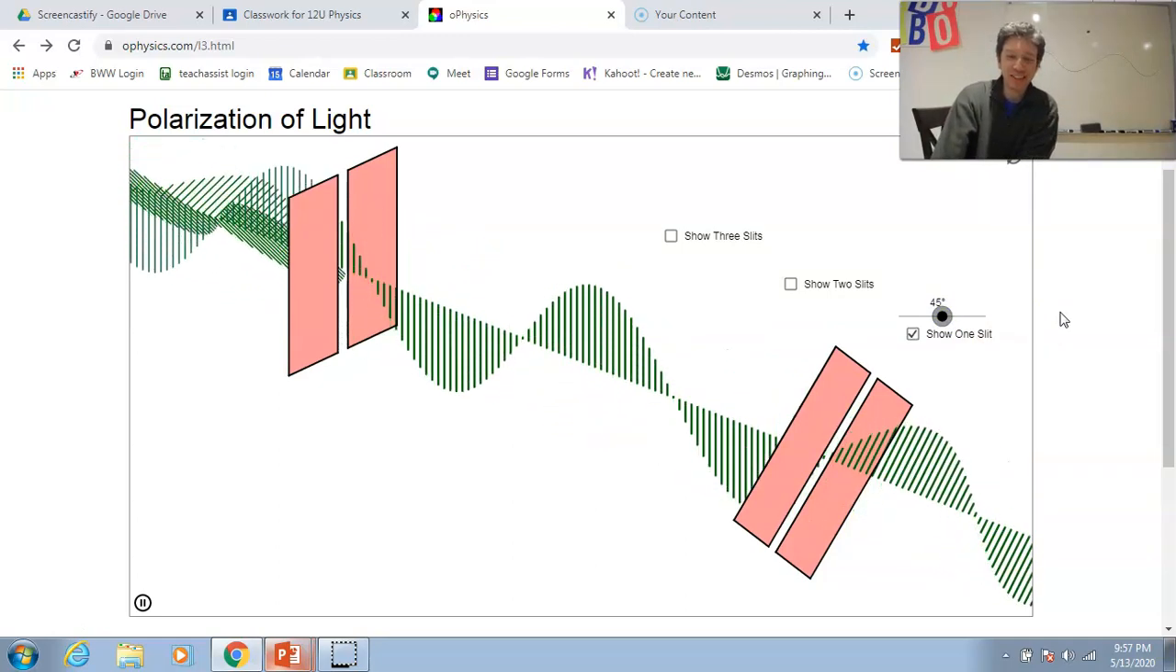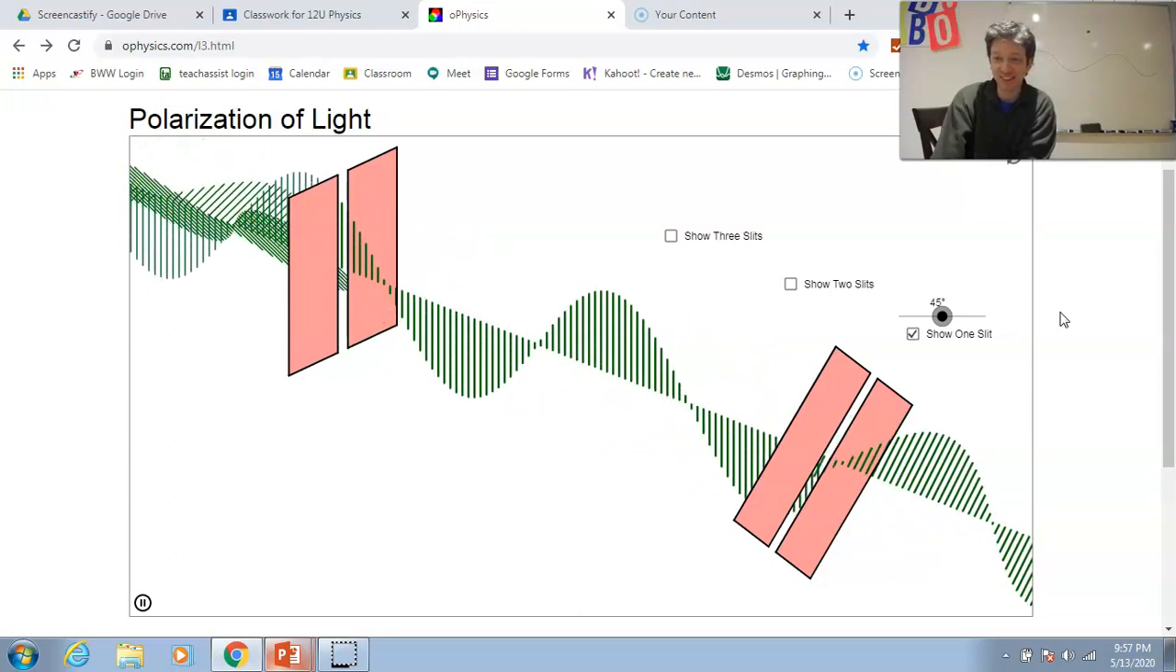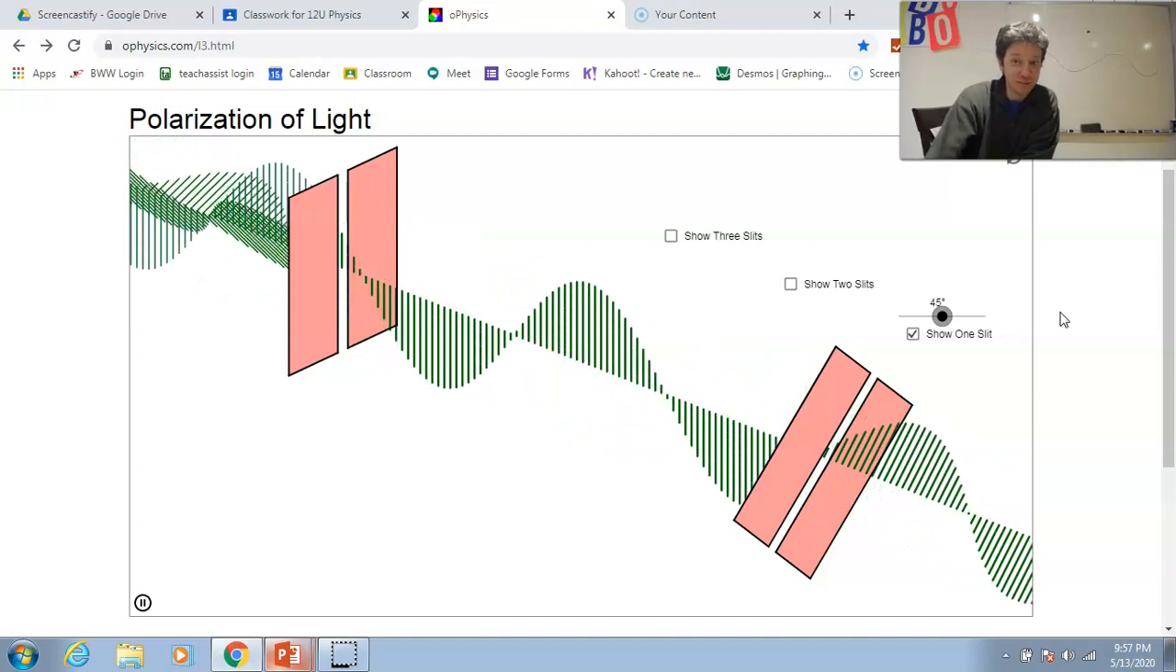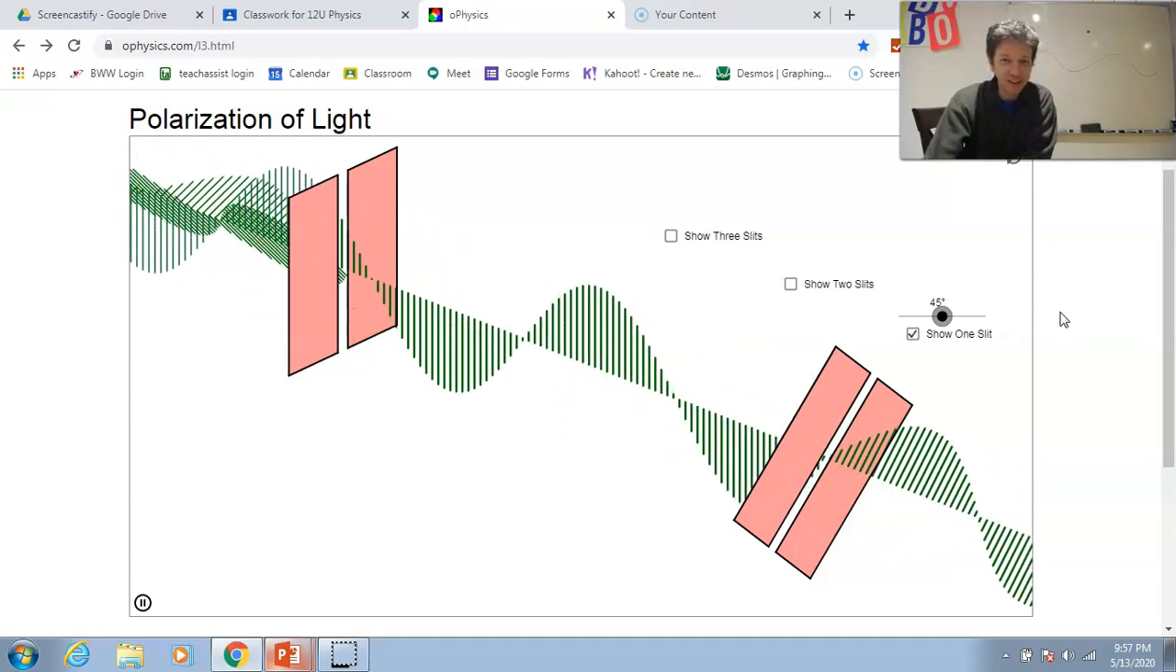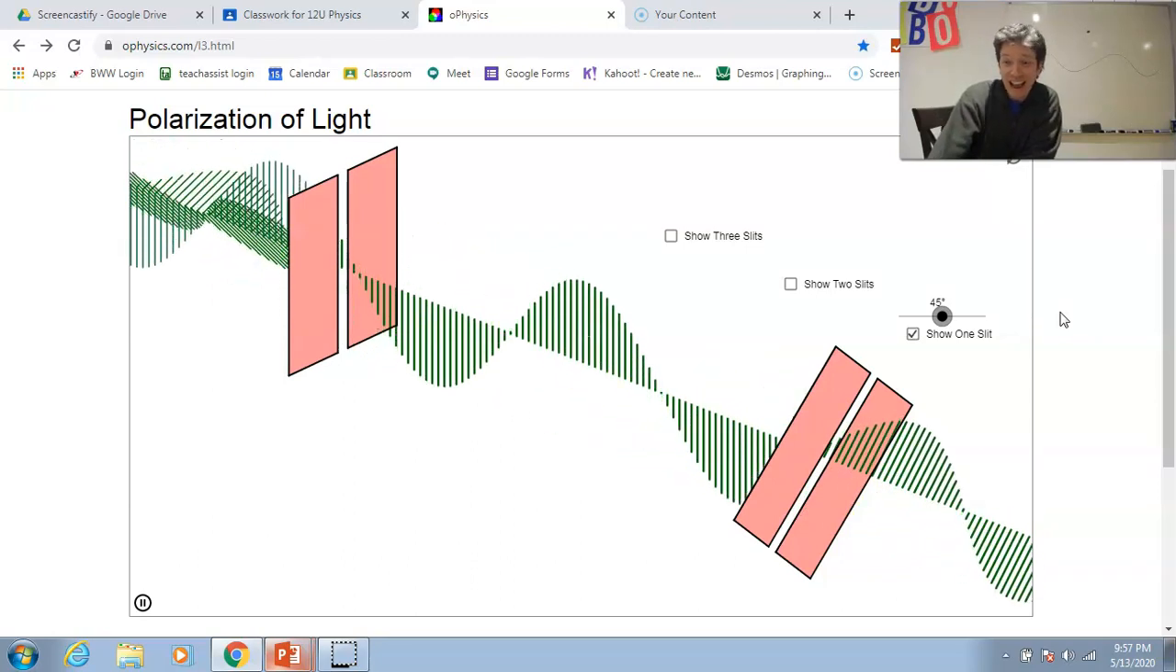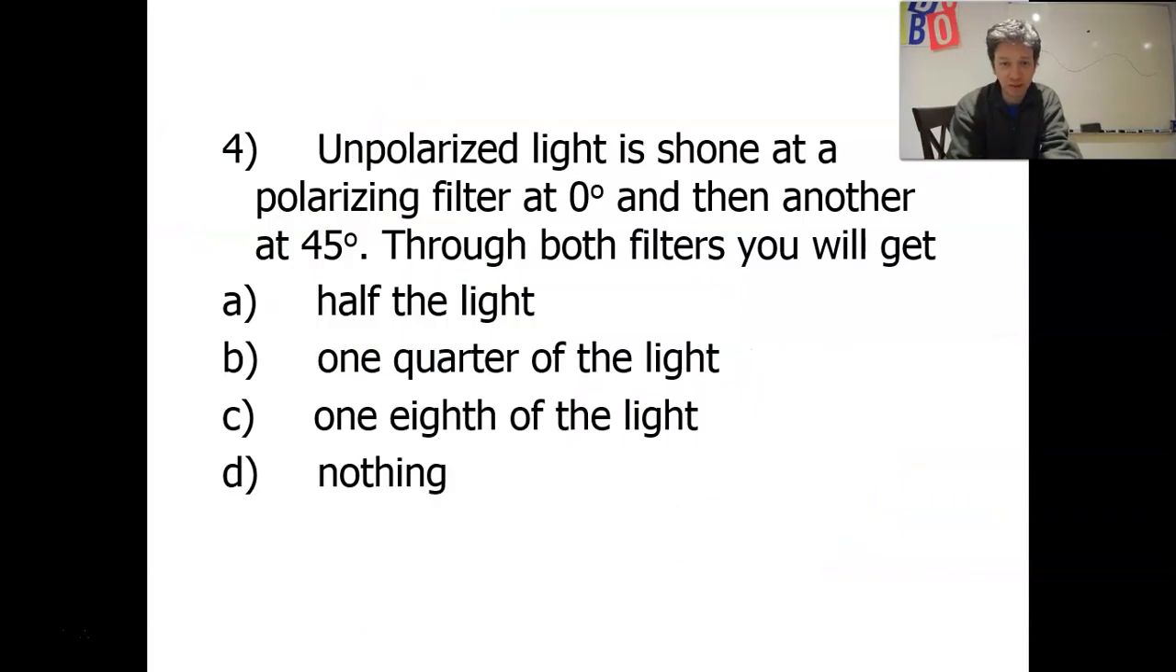This simulation isn't the greatest because it doesn't show you intensity. It just shows you the light. But if you have half the light going through the first one and then right at 45 degrees, you'll get, well, half the light again. Does that make sense? Half and a half. So at the very end, you end up with a quarter of the light. Let's go back. Right? So you get a quarter of the light.